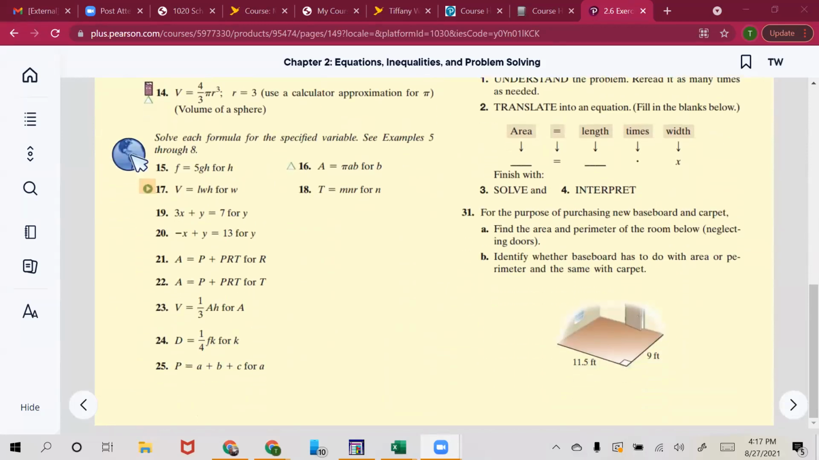So I want to look at number, let's do 18. So number 18. They give me, where's my annotate menu here? They give me T equals M N R. Now, I don't know what this formula is for. Some of these formulas I've never seen before, and this is one of them. I'm not sure what M, N, and R are all for, but anyways, it does ask me to solve for N. So there we go. They want me to solve for N.